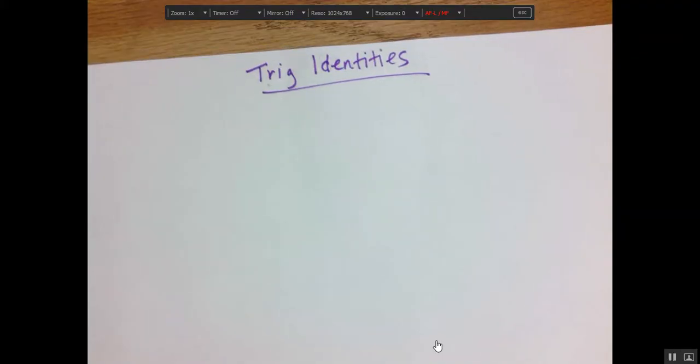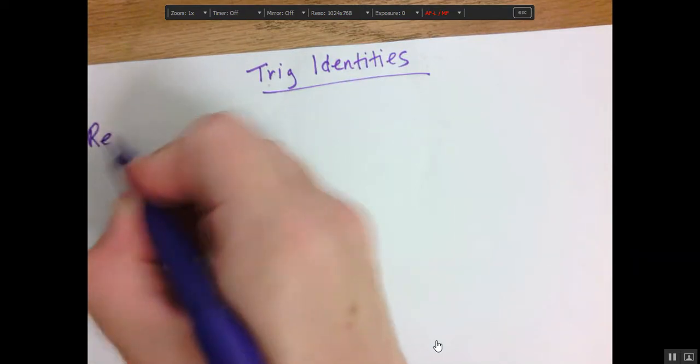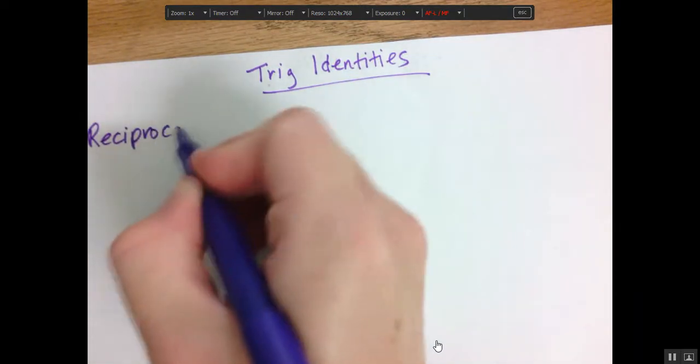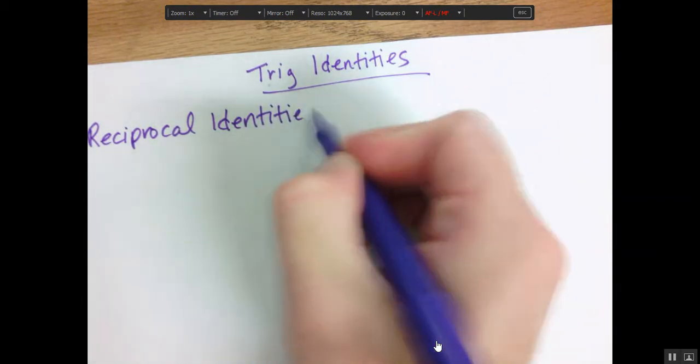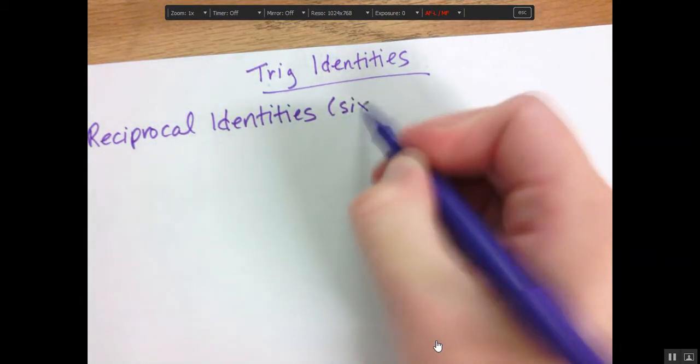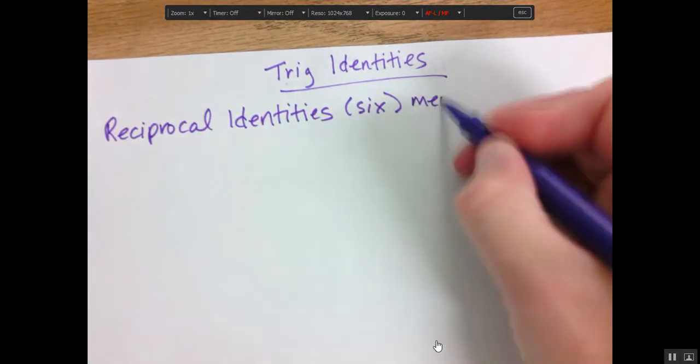All right, so there are some basic trig identities that we're going to use to prove two things equal. Some of them you already know. Some of the ones you already know are the reciprocal identities, and there are 6 of them. These are ones that you need to have memorized, but the good news is you already have them memorized.